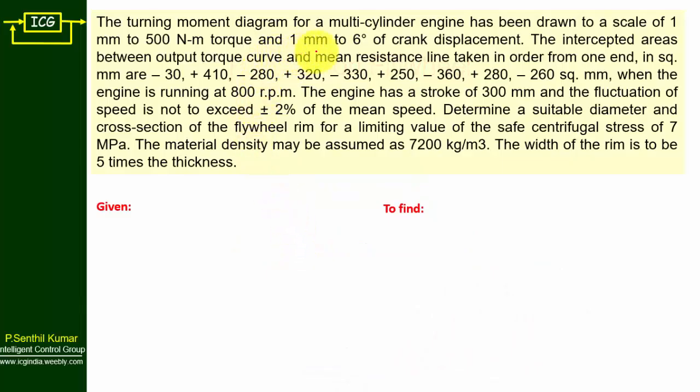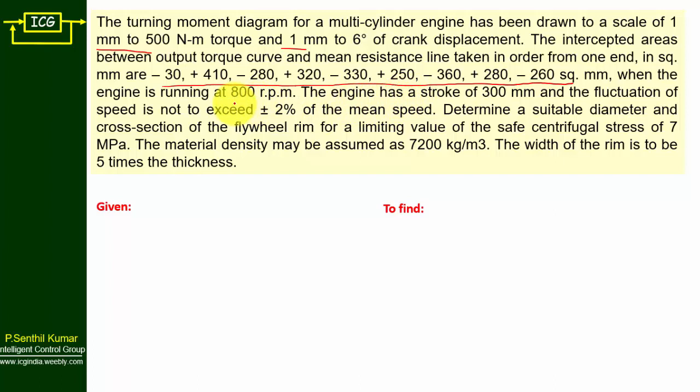The turning moment diagram for a multi-cylinder engine has been drawn on a scale of 1 mm equal to 500 Newton meter torque and 1 mm equal to 6 degrees of crank displacement. The interrupted areas of the mean output torque curve and mean resistance line, taken in order from the end, in square mm are -30, 410, -280, +320 and so on. It clearly shows that this is the turning moment diagram of a steam engine.